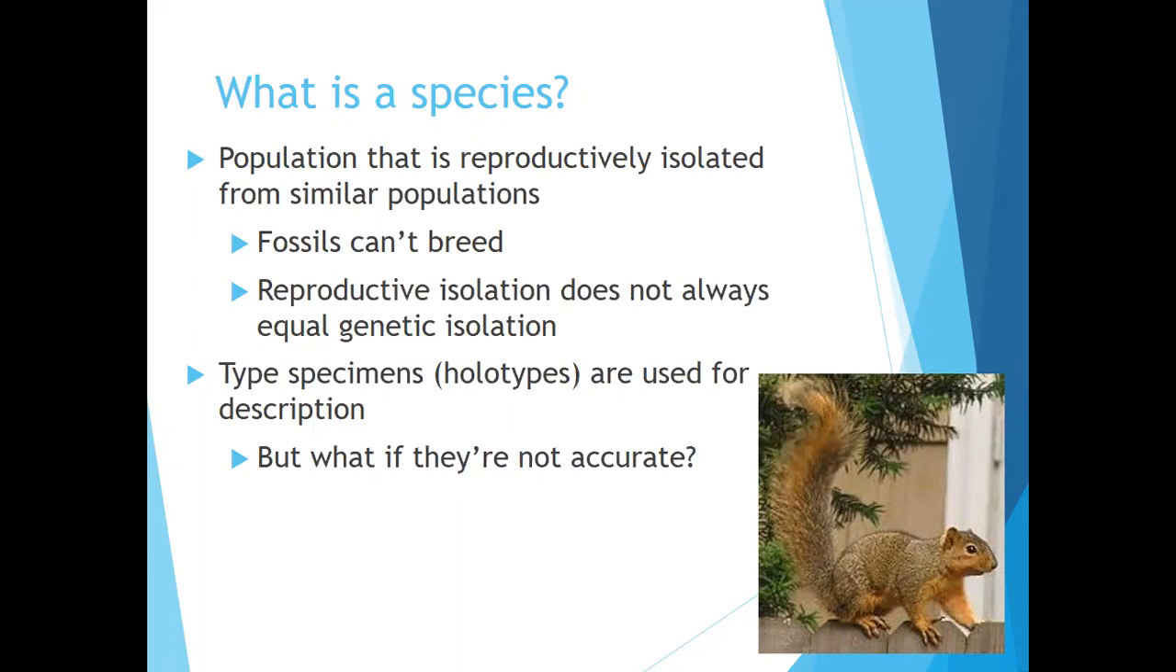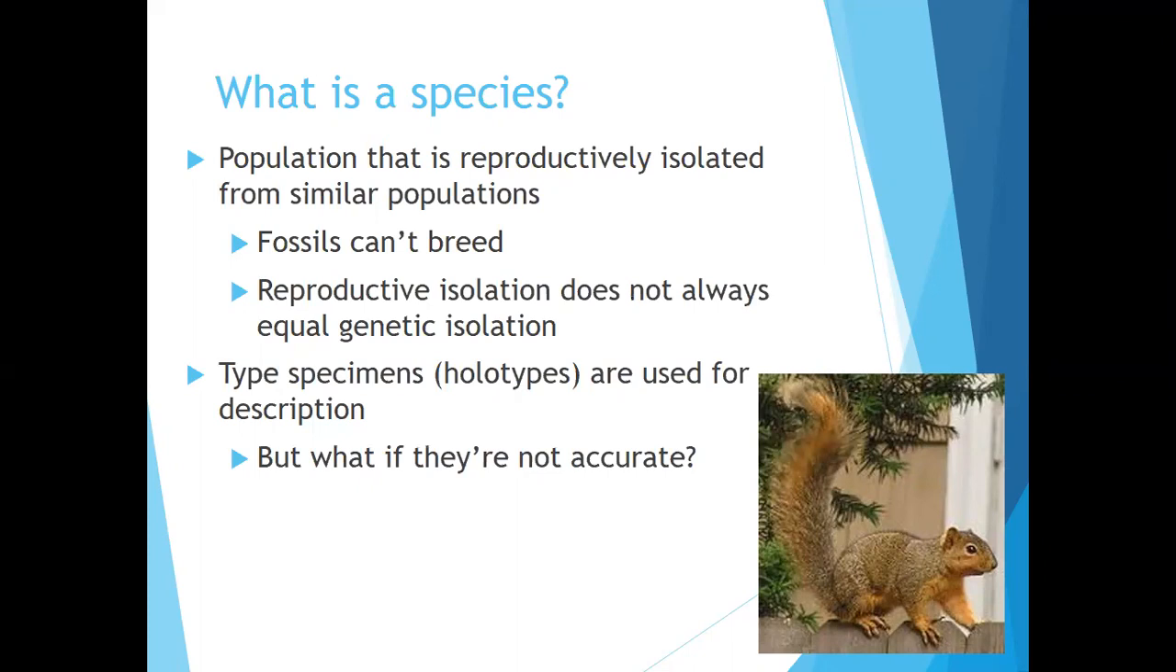We use type specimens or holotypes as representative descriptions for species. And then we talked about the idea of what if they're not accurate. And that was when I mentioned that the creature on this slide is a fox squirrel. He is our regular tree squirrel around here.